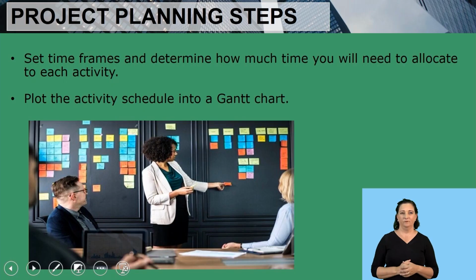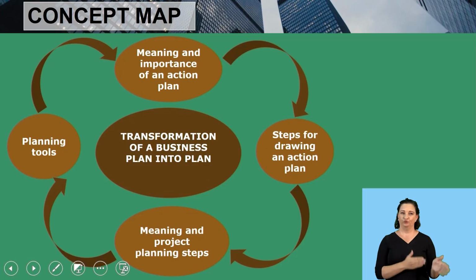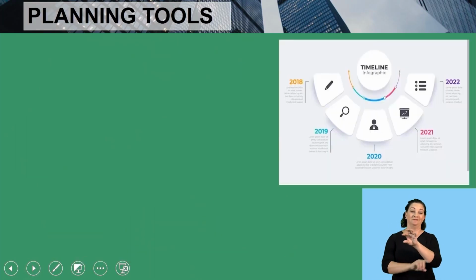Plot the activity schedule into a Gantt chart. So after planning everything, after identifying those supporters, after explaining the purpose of the project, and after setting those time frames, now we need to plot the activities on a Gantt chart so that we will see exactly what activities have to be done and in what manner they should be done. Now let's move on to our last concept, which is planning tools.